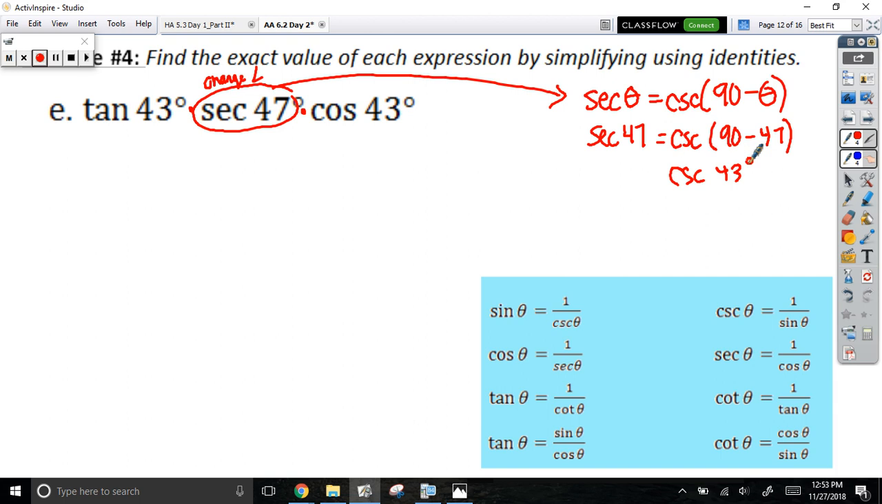The biggest mistake I'll see is that you guys will just change this to be secant of 43. You can't keep the trig identity the same and change the number. Okay, make sure you use the change of trig formula. So we're going to get rid of this and replace it with that. I'm just going to copy everything else down. So now we're in all 43s.